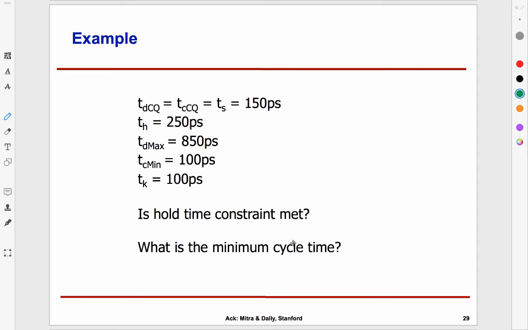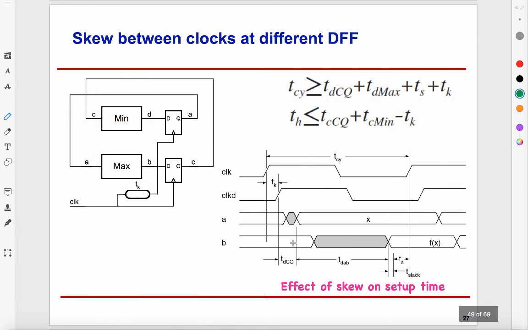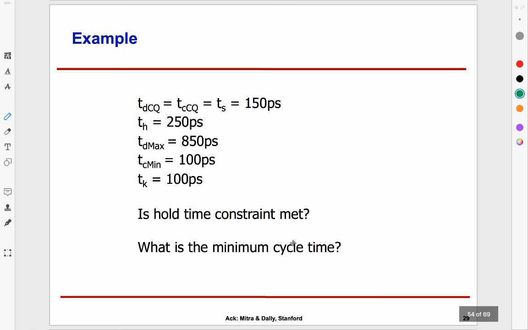150 plus 100 minus... Okay, so fast path 150 plus 100, that's 250. And so we are looking at the hold time. So for hold time we actually subtract, right? If you go back to the equation, we subtract TK. So 150 plus 100 minus 100, so we are left with 150, and our hold time was 250. So we are entering into a problem out here.